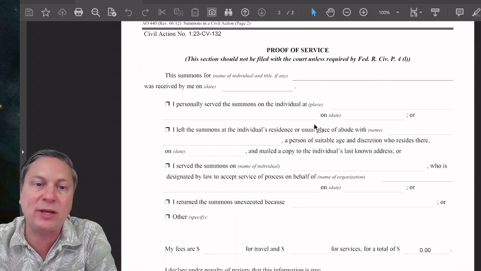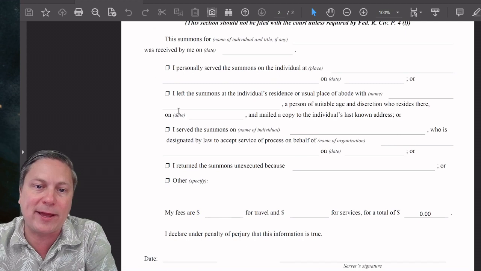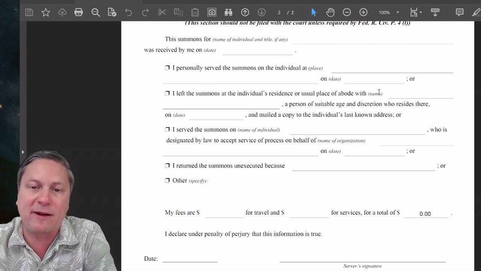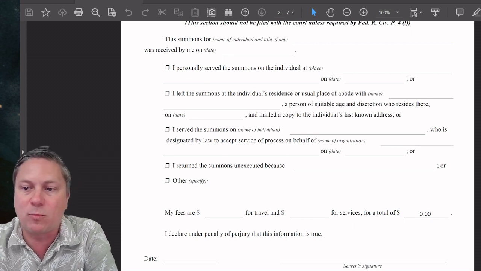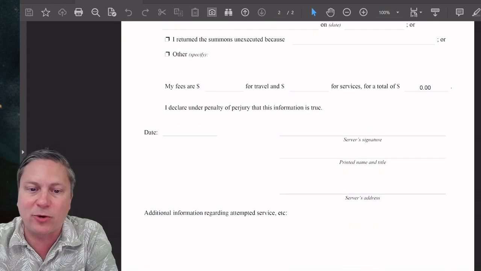And then the plaintiff is supposed to take this and give it to the process server, and then they check what they did. Like, I served it on this person at this place, or I left it at their house with a person who's old enough, not like a 5-year-old who wouldn't know what it is. They have to be over 18 usually. And then I mailed them a copy too, or whatever I did. And then they have to swear under penalty of perjury.